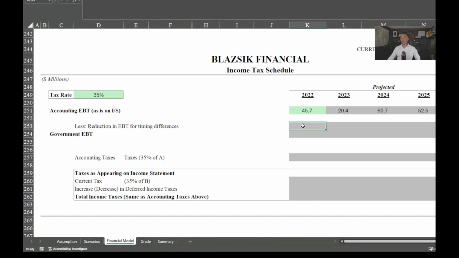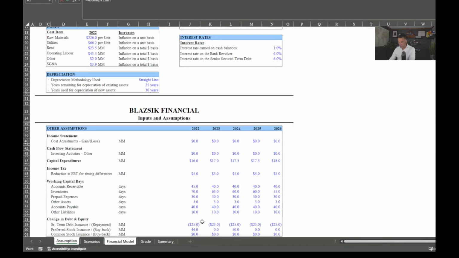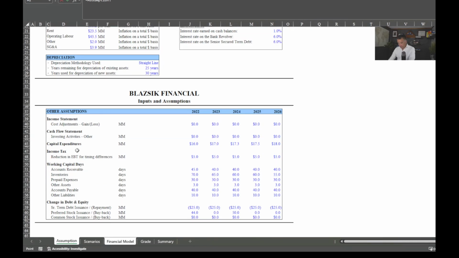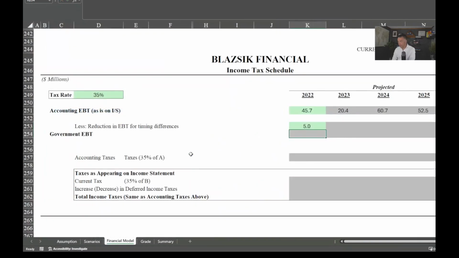Next, we want to know, the government lets us do this, we could subtract out a reduction in EBT for timing differences of when we receive money. Each country will have different tax laws when it comes to this. So it's important to see what country this is. So we're going to put equals, and then we're going to go to our assumptions page and look at a reduction in EBT because of timing differences. We're going to say it's 5 million.